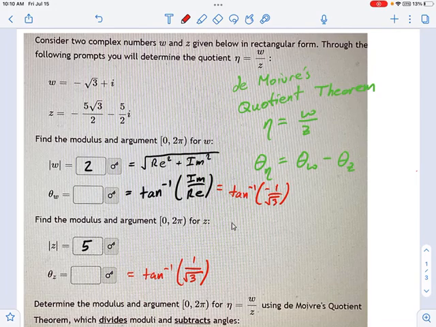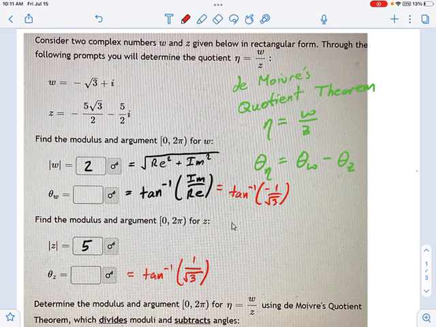De Moivre also has a quotient theorem, which tells us how to divide a complex number by another one. And this gets really easy when you understand polar coordinates. Not so easy in rectangular coordinates, but let's go through how this works out in polar coordinates. What the theorem says is, if I have eta defined as w divided by z, then the argument of eta, the angle, is just the difference of the arguments of w and z.